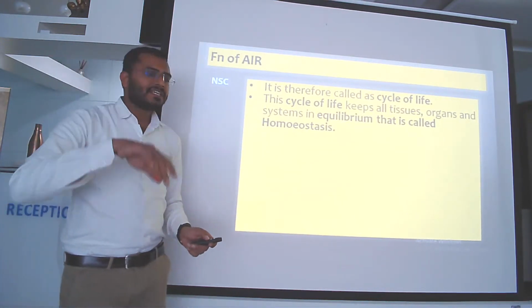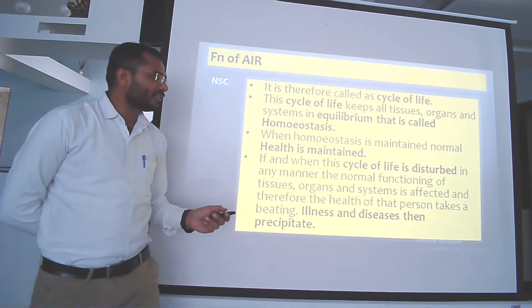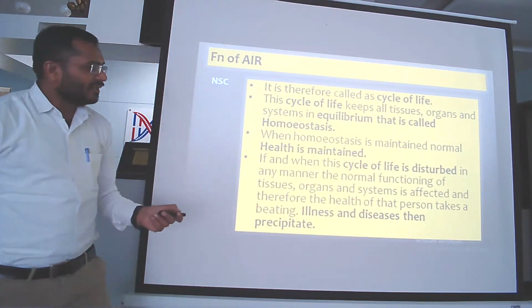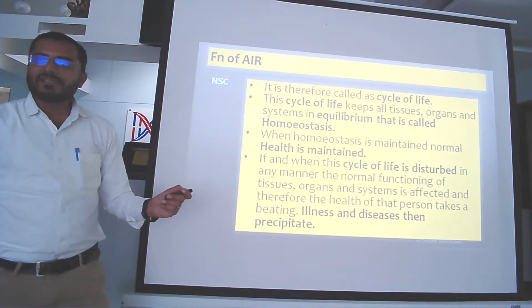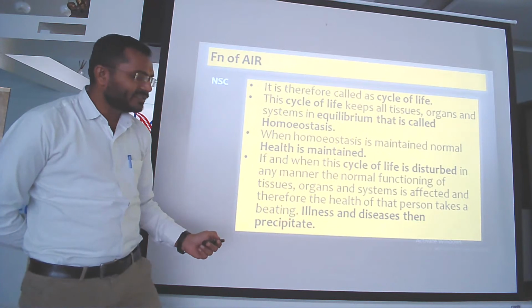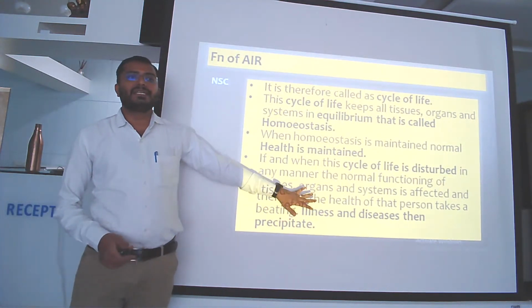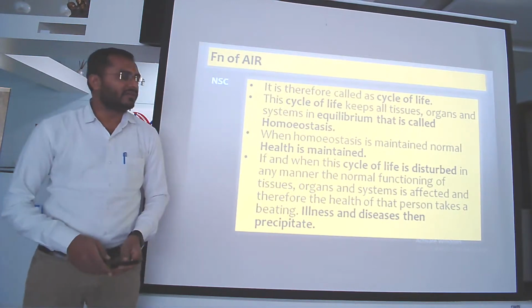And then homeostasis is disturbed. When homeostasis is maintained normal, it is called health. And when this cycle of life is disturbed, we produce illness or disease, and disease precipitates. Okay. So this is the basic need at the physical level.